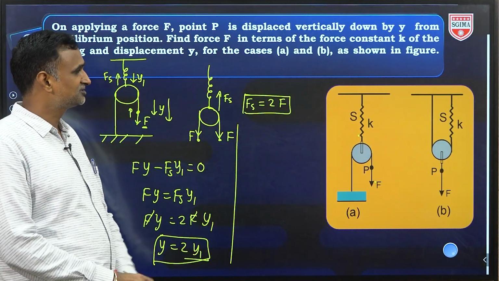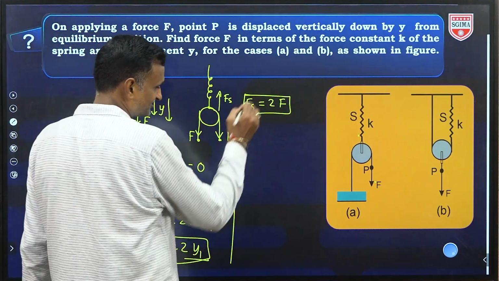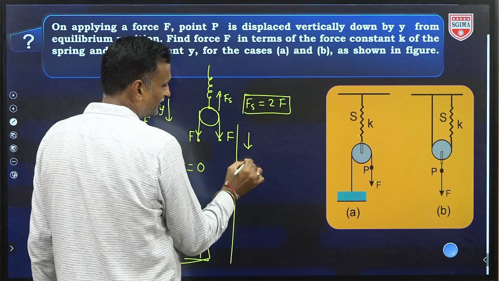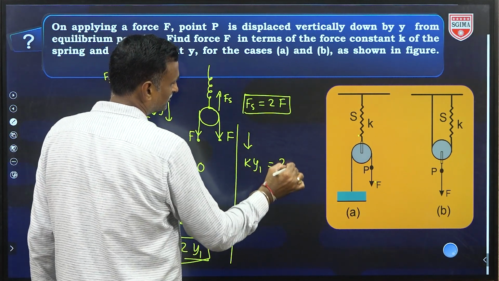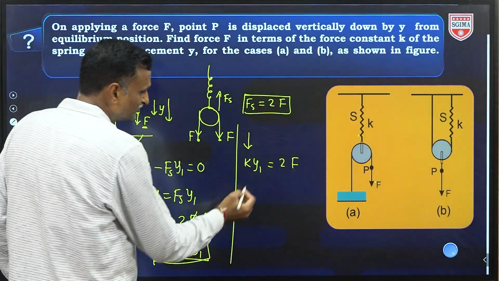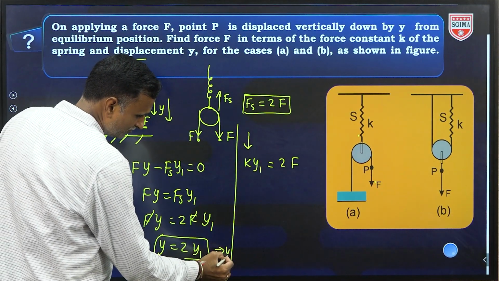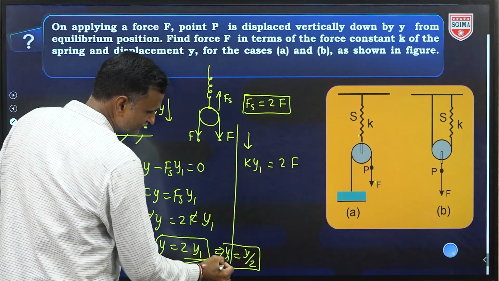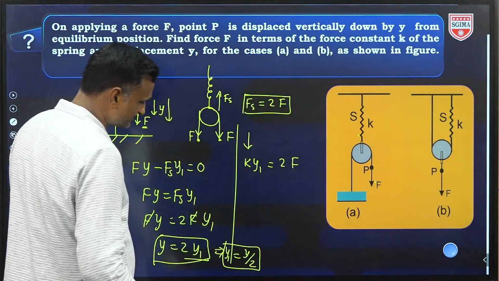Spring force, means we need to solve spring force also. Let us take here from the same relation we can continue, that is Fs means we can take k y1 equal to 2 times of F. And now y1, from this equation, y1 is equal to y upon 2. Okay, y1 equals y upon 2 we will get from this equation.